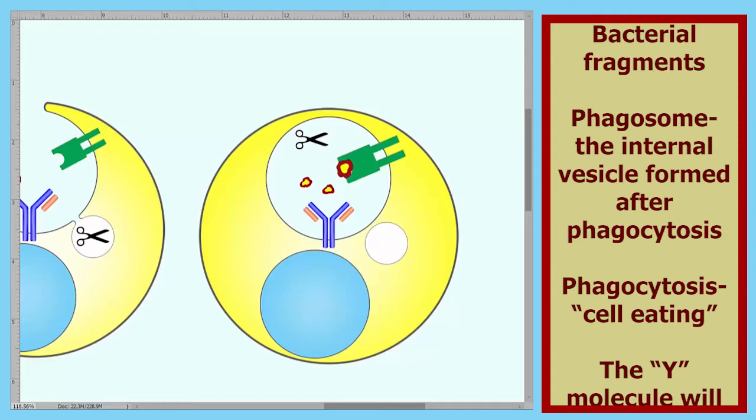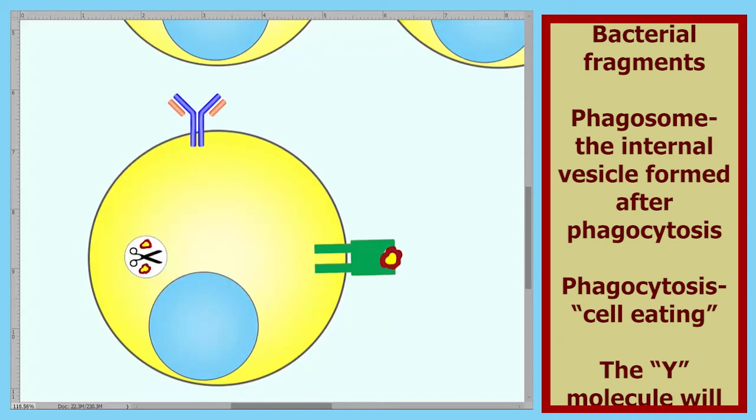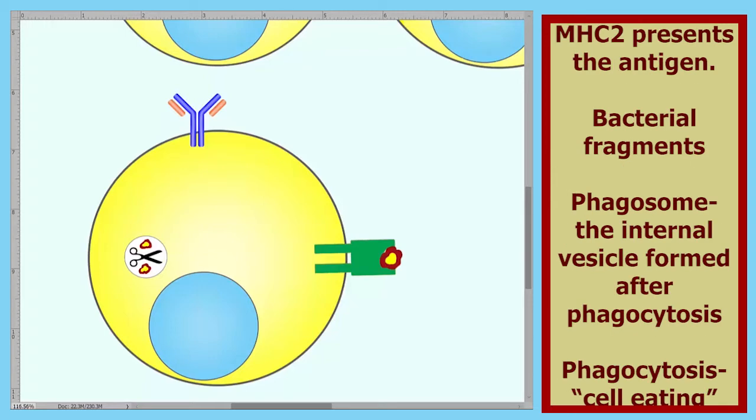In the next step, the phagosome then refuses with the membrane. Here, the Y molecule and the MHC2 are on the surface. We see that the MHC2 molecule is presenting its antigen. A special immune cell recognizes this antigen. Let's draw this new cell.